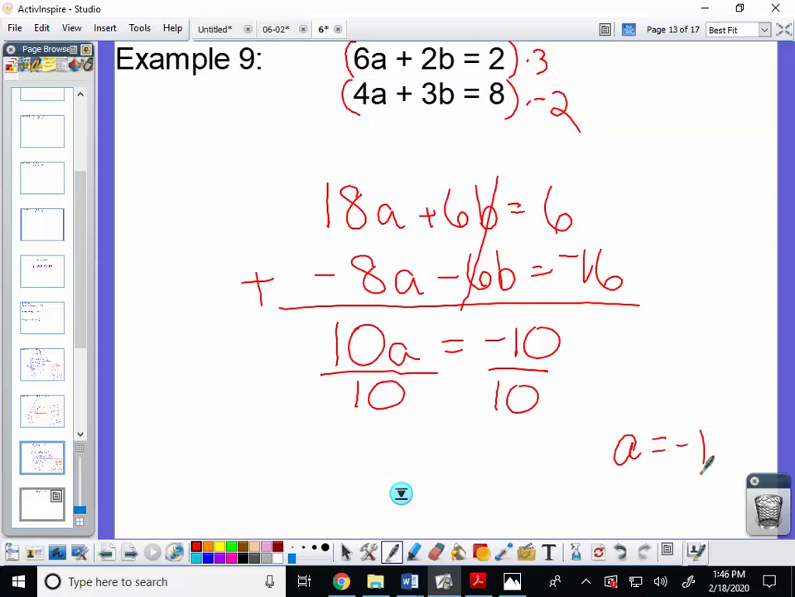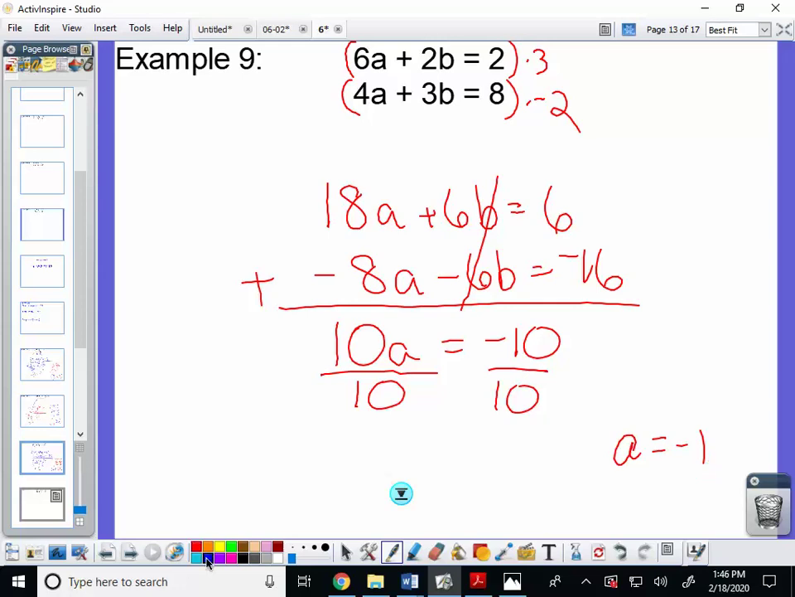If I divide by 10, what is a going to be? I'm hoping you guys are starting to see that if you have 10a equals negative 10, you know that's going to be negative 1. Hopefully in your head you can know you're going to divide by 10, which results in negative 1. How do I find the b value? Plug it back in. Does it matter which equation?